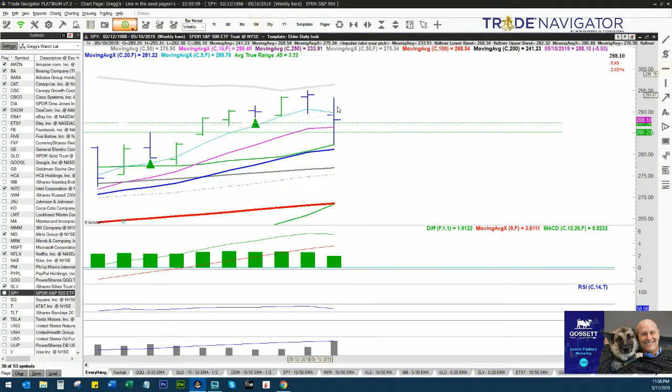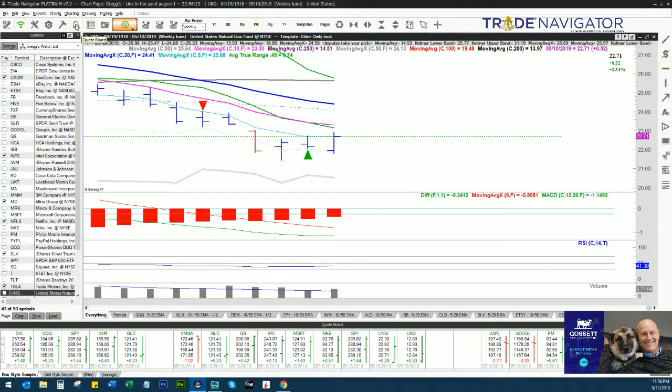But can I take something positive away on the weekly? 100%. It tested this previous support and held. During the week, at some point it was below, but it closed back above it, so that's positive. And it also tested the 10-week moving average, went down below, closed back above it. So yes, that is all positive as well.